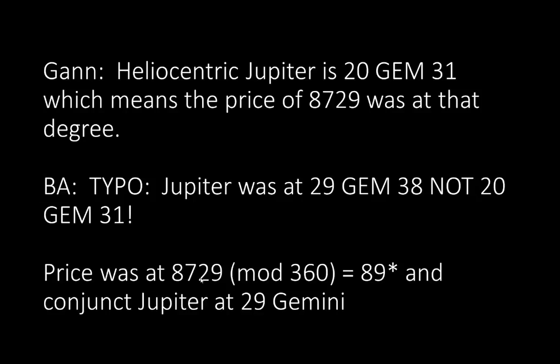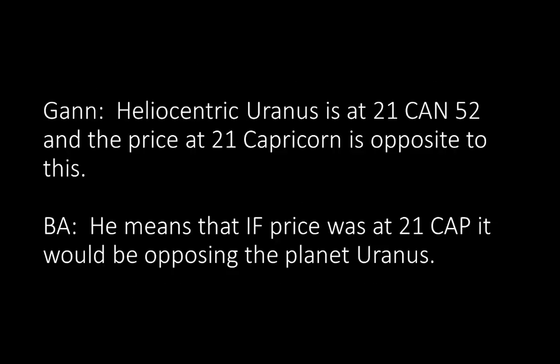Price was at 8,729. Mod 360 equals 89 degrees, conjunct Jupiter at 29 Gemini. 89 is 2 signs and then 29 degrees in Gemini. So both price and Jupiter would have been conjunct. Gann: heliocentric Uranus is at 21 Cancer 52, and the price at 21 Capricorn 52 is opposite to this. What he means is that if price was at 21 Capricorn, it would be opposing the planet Uranus.